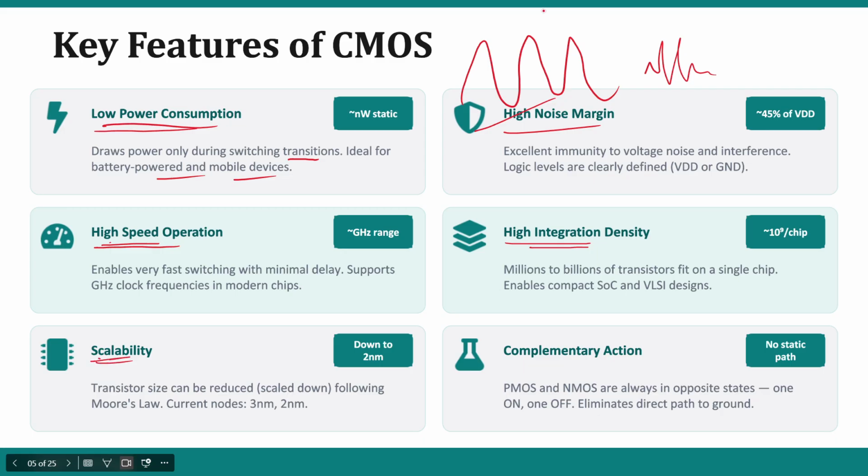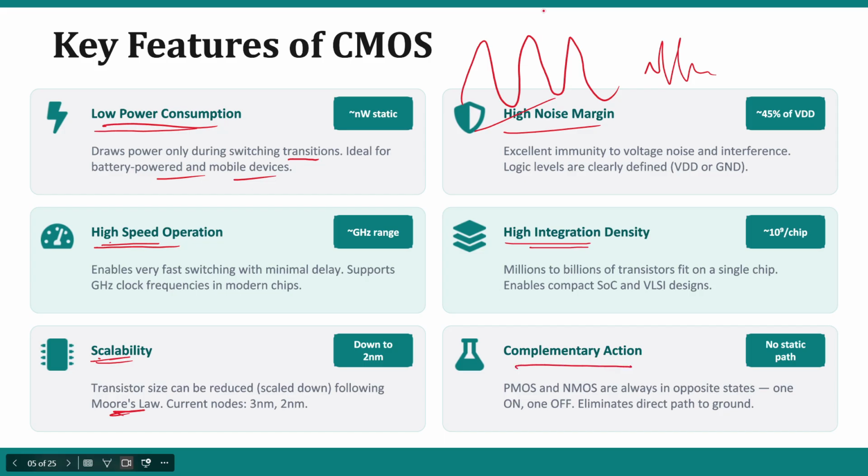Scalability. According to Moore's law, we know Moore's law. Every 2 years or 18 months, the number of transistors on a single chip is going to double. We all know about Moore's law. CMOS can satisfy this Moore's law also. That's why we call it one of the major technologies in our daily life.